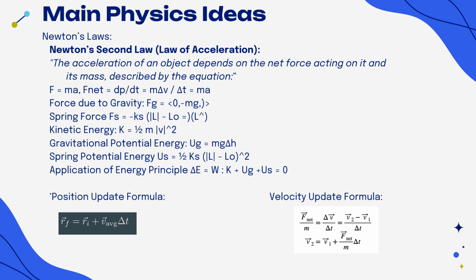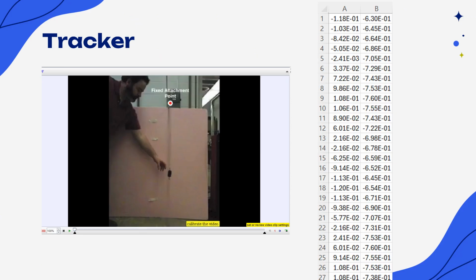And as well, we can use the position update formula, which was used in the Tracker, and the velocity update formula, which is also used in the Tracker. So this is the Tracker where we inputted this video of this person dropping a ball from a certain height with a spring attached to it. And then we recorded the positions over time in order to create a set of data that we inputted into an Excel sheet. On the left is an image of the Tracker, and on the right is the positions over time of the ball that we used with the Tracker to get there.